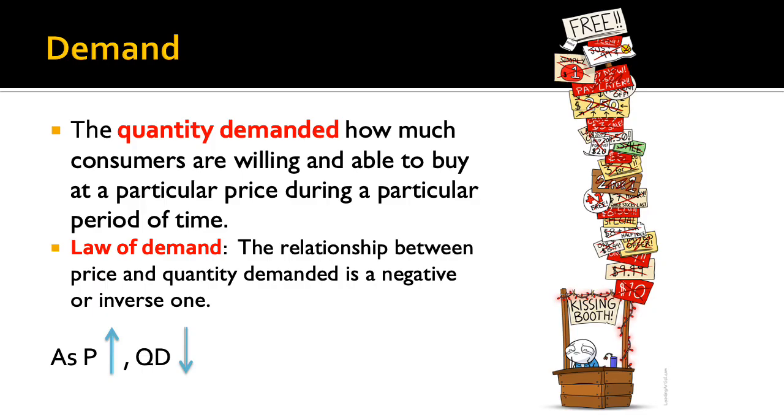You may be asking, what does utility have to do with demand? Why did we have to go over the law of diminishing marginal utility? Well, you'll see that clearly illustrated once we discuss the law of demand. So first, we want to define the word quantity demanded. Quantity demanded is how much consumers are willing and able to buy, in terms of number of goods, at a particular price during a particular period of time.